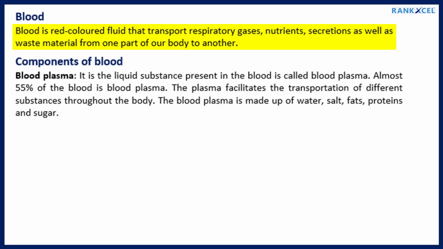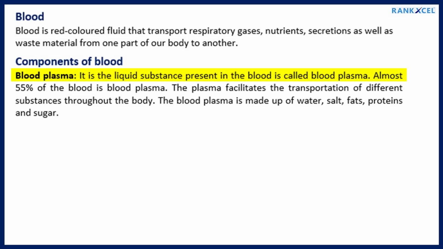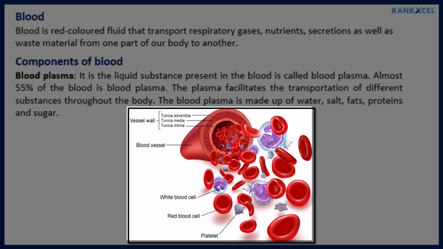Blood. Blood is a red-colored fluid that transports respiratory gases, nutrients, secretions as well as waste material from one part of our body to another. Components of blood. Blood plasma. It is the liquid substance present in the blood. Almost 55% of the blood is blood plasma. The plasma facilitates the transportation of different substances throughout the body. The blood plasma is made up of water, salt, fats, proteins and sugar.